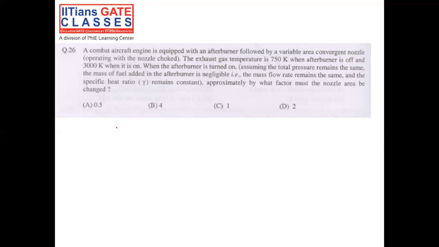Okay. So it is saying that the exhaust gas temperature without afterburner is 750 Kelvin, and exhaust gas temperature is 3000 Kelvin with afterburner, right? And nozzle is choked. The nozzle is choked.